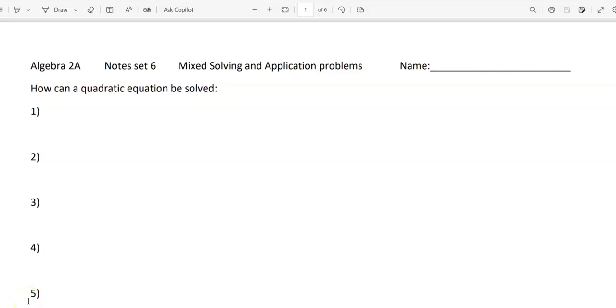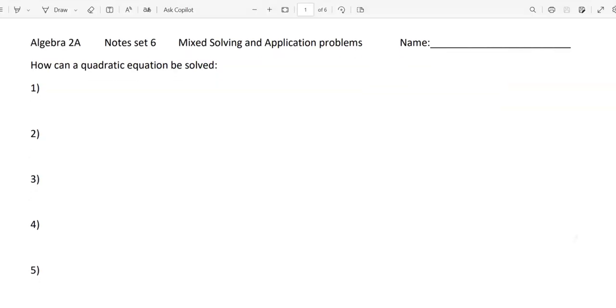Last note set, so it's going to kind of bring things full circle. We'll be practicing quite a few things, kind of mixed practice, so we might do one problem by factoring, and then we'll have to do the next problem by quadratic formula, and then the next problem will be a word problem. But it's mixed practice. We got to get through number 8 today.